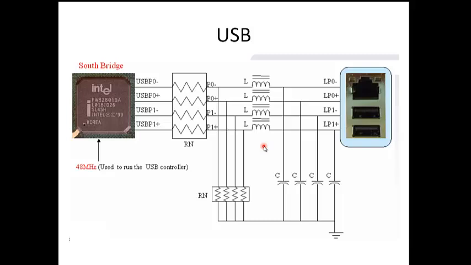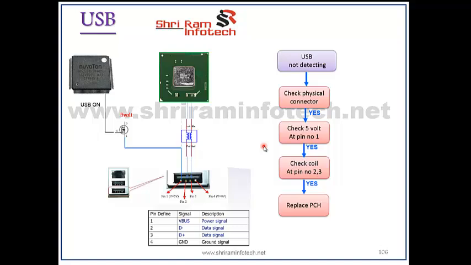So the next thing we are going to learn is USB. If your USB is not working, this one is my USB connector, and if this USB is not detecting, then first you have to check the physical connection, whether that connector is perfect or not. That is what we check first. If the connector is physically okay, then you have to check the 5 volt. This pin is ground, this pin is 5 volt, so you have to check the 5 volt.